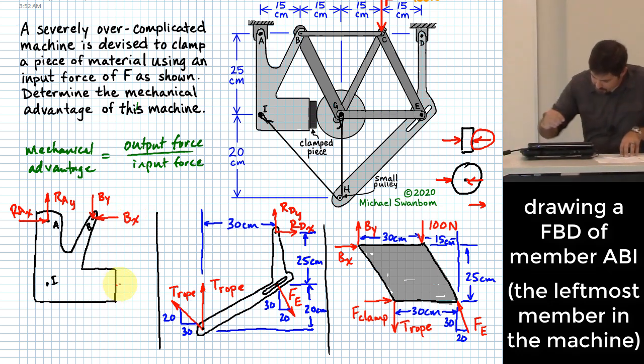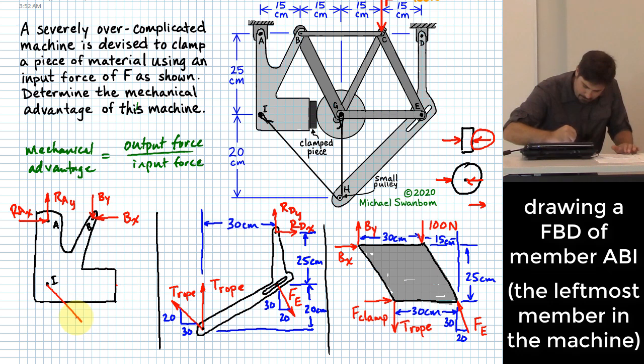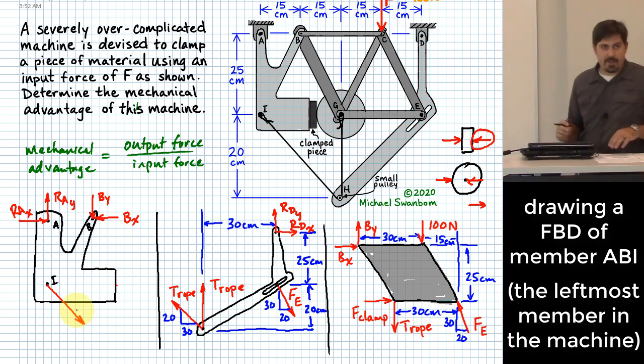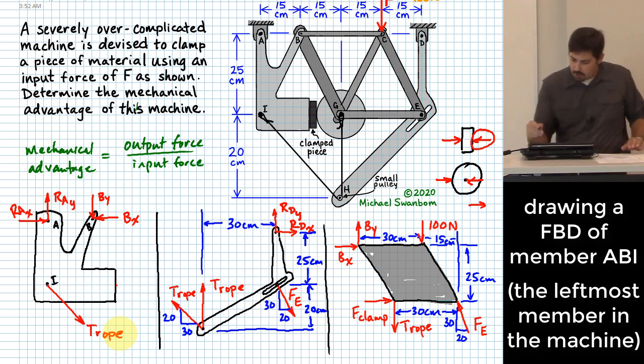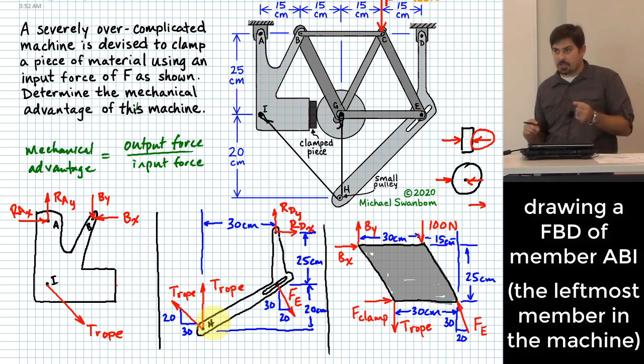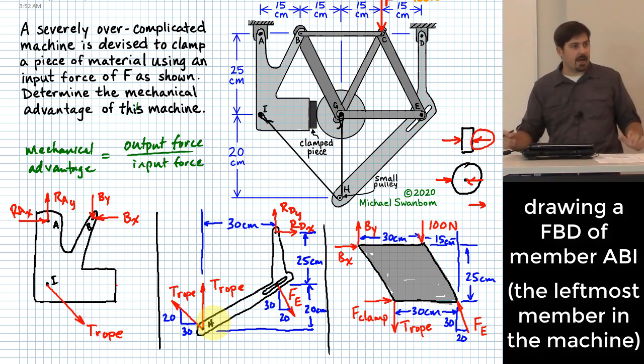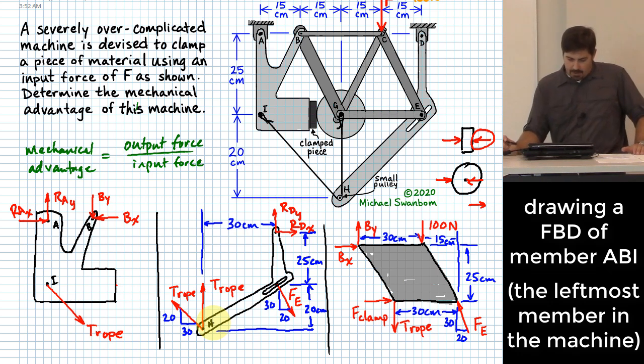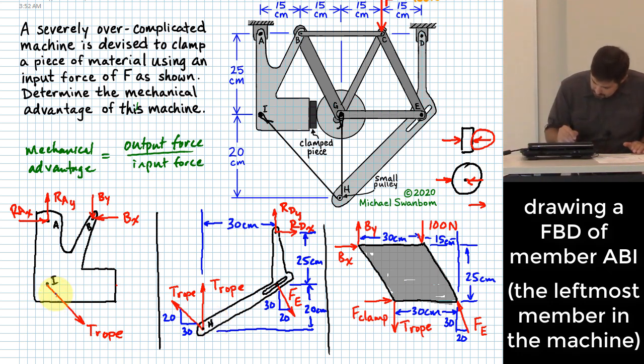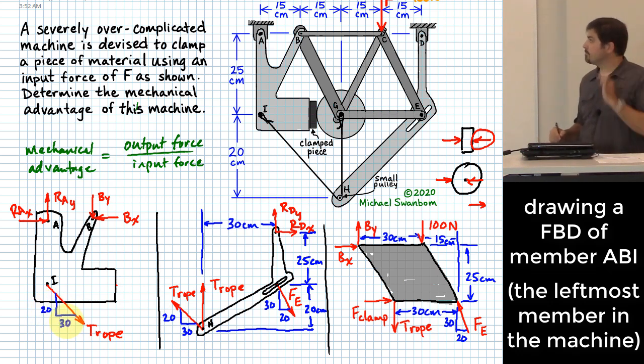Okay, there's tension at I, right? And what's the name of that force? T-rope. Okay, and again, if the effect of the rope is to try to draw H, which is down here, toward I, the effect is also to try to draw I toward H, right? That's the same effect happening from that rope. All right, what else do I know about that force? The slope, right? So I knew this was a rise of 20 and a run of 30. So I do the same thing here, rise of 20 and a run of 30. Okay, now what?